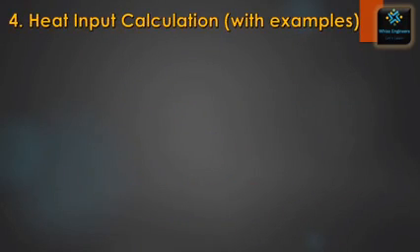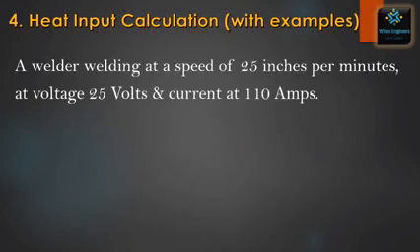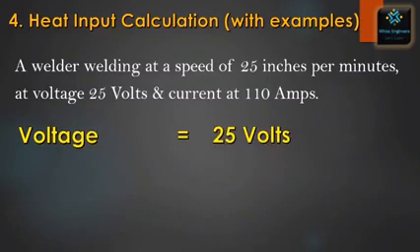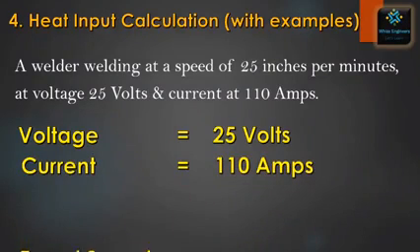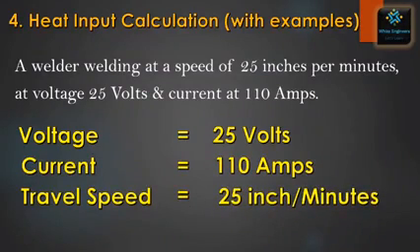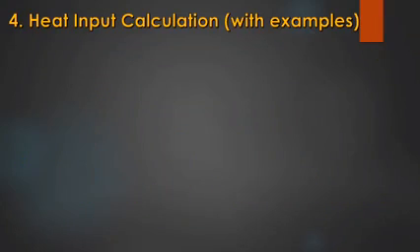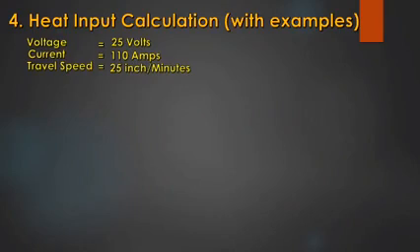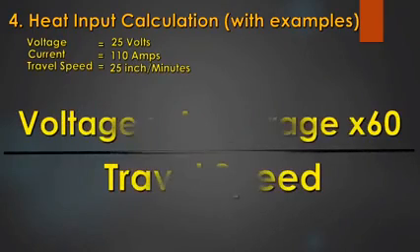Now we will calculate the heat input with an example. A welder is welding at the speed of 25 inches per minute, a voltage of 25 volts and the current is 110 amps. Now we have the voltage 25 volts, current 110 amps, travel speed 25 inches per minute. So we have all the values and this is our formula.